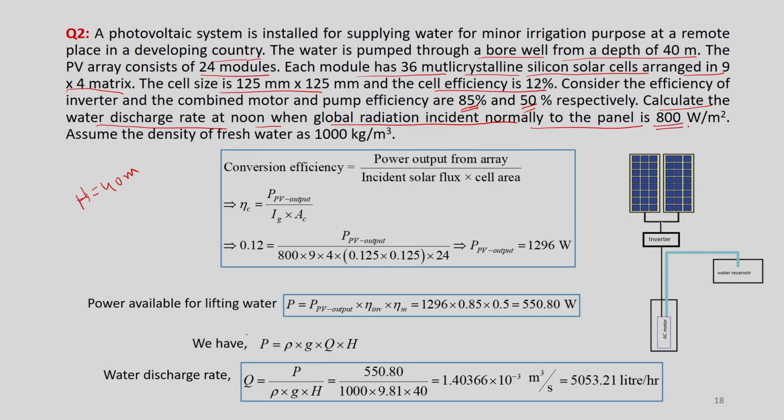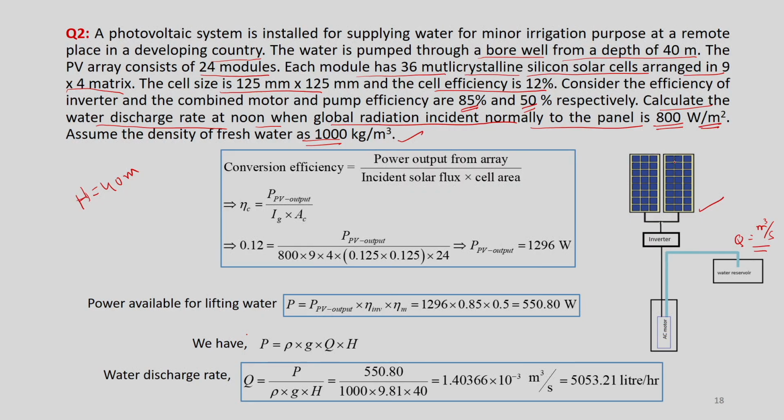Now, we need to calculate the water discharge rate at noon, when the global radiation incident normally to the panel is 800 watt per meter square. And we know the density of water is 1000 kg per cubic meter, which can be used even though some variation is there sometimes. So, the configuration will be something like this. We need to calculate the discharge, the amount of water, which will be in cubic meter per second.